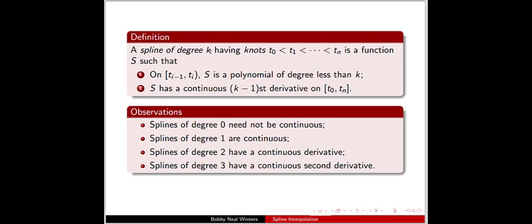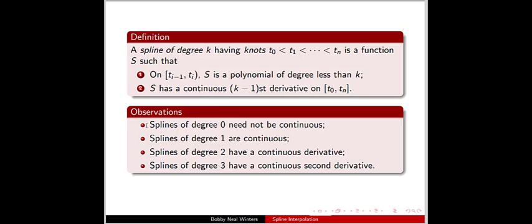A spline of degree k having knots t0 through tn is a function s such that on the interval closed at t_{i-1} and open at t_i, s is a polynomial of degree less than k, and s has a continuous (k-1)th derivative on the whole interval from t0 to tn. Okay, so at this point you should have absolutely no idea what's going on, but we'll make it sharp for you in a bit.